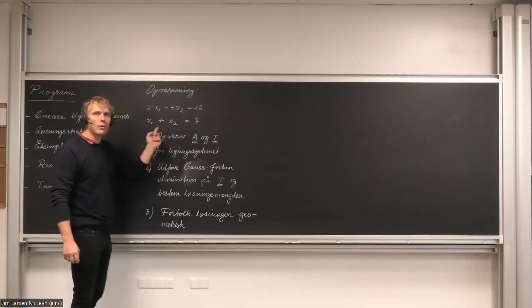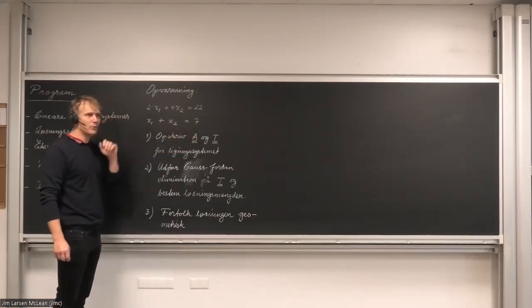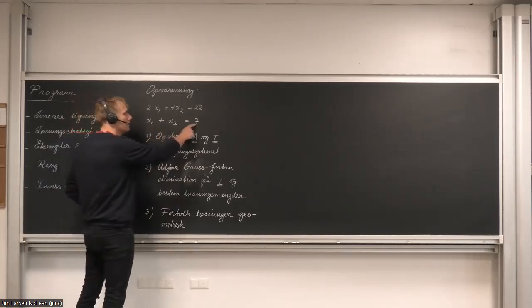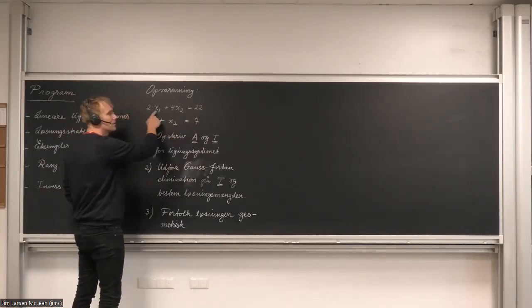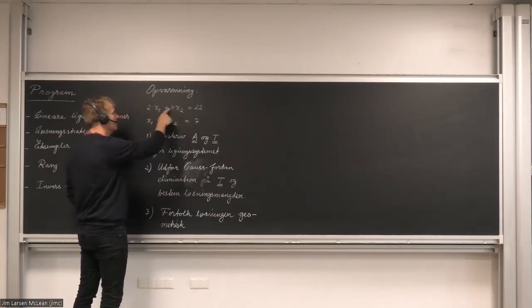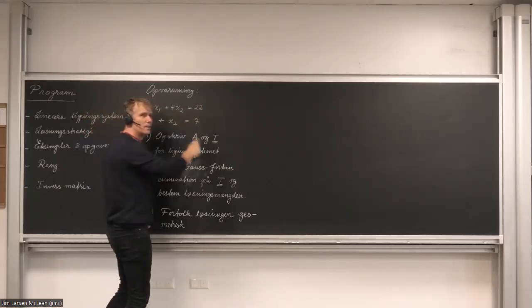So you can probably quickly guess, just by looking here, that the solutions are 3 and 4, because you can see 3 plus 4 is 7. And 2 times 3 is 6, plus 4 times 4 is 16, and 16 plus 6 is 22. So you can guess it.